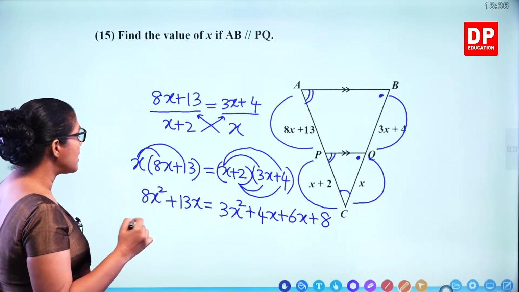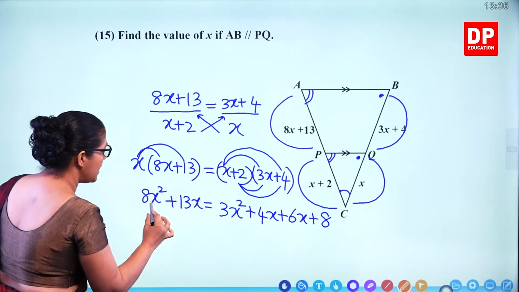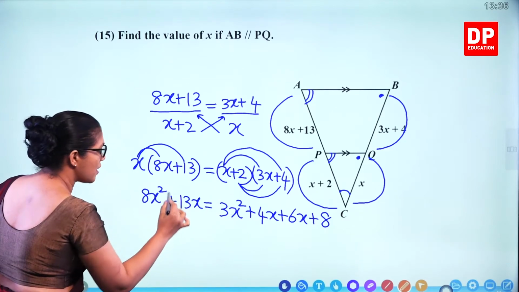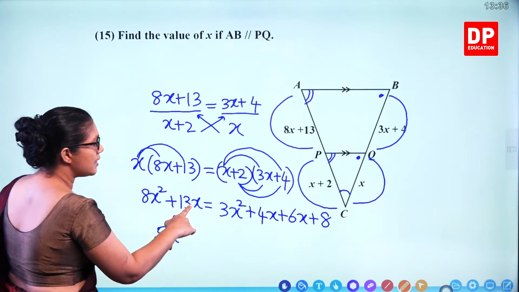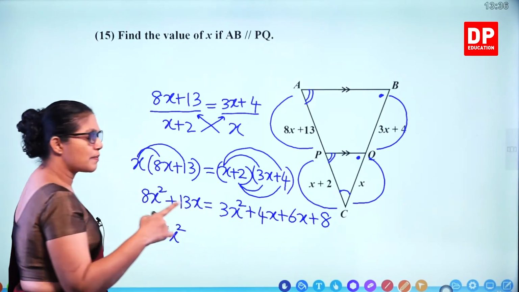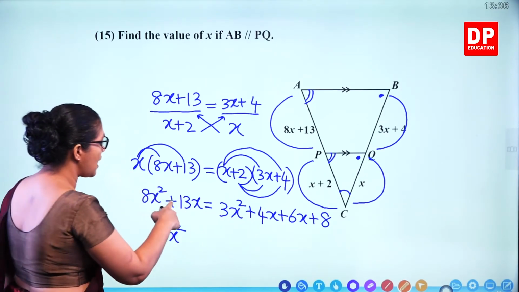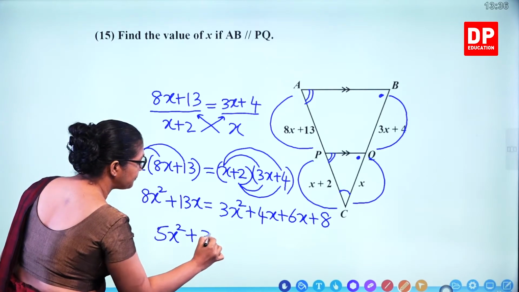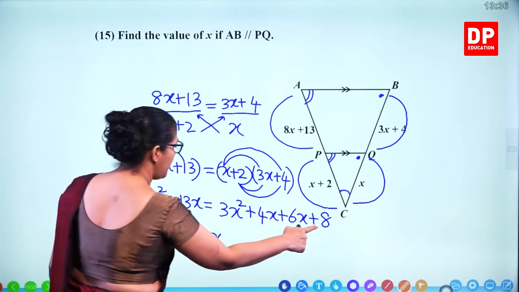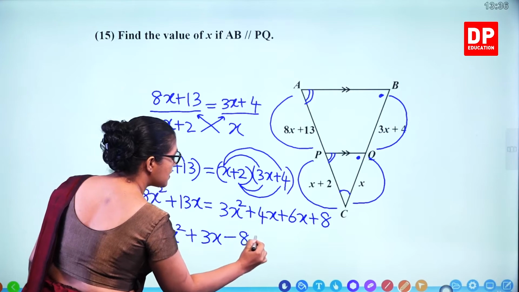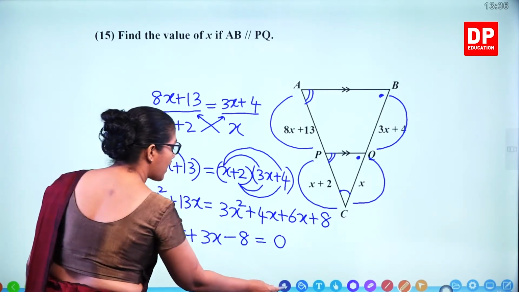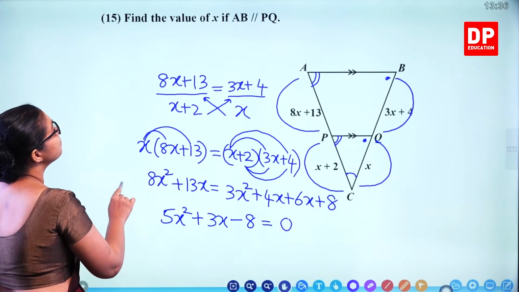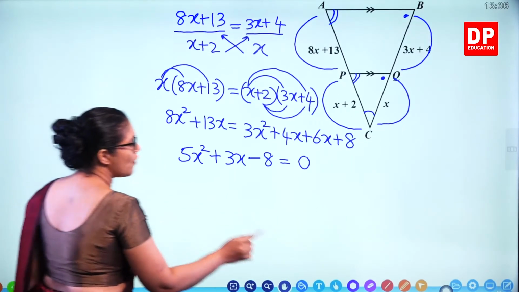Now take all terms to one side. 8x squared and 3x squared, when you subtract, that's 5x squared. 13x here, 6 plus 4 is 10, when you take it to this side, that's 3x. And here 8, when you take it to this side, that's minus 8. Now you need to factorize. You need to solve this equation.